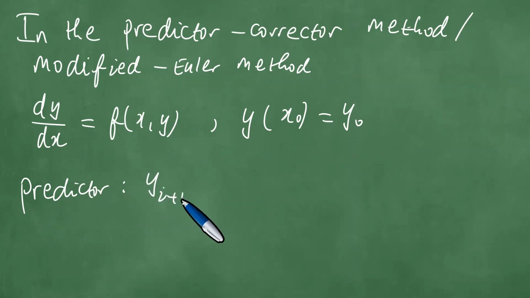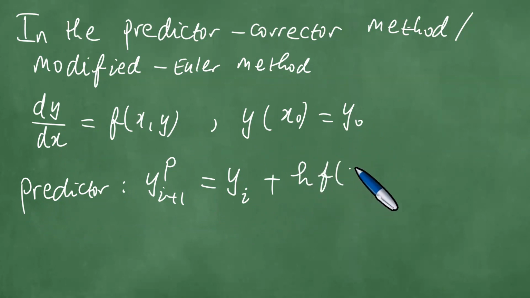So the predictor is y. Okay, we're going to use y. We used the w last time, but it's the same thing. Right, so we have y_{i+1} to the p equals y_i plus h f of x_i, y_i. This is the predictor formula that we're going to use when we are doing the predictor-corrector method in the modified Euler. But this predictor is the Euler method.